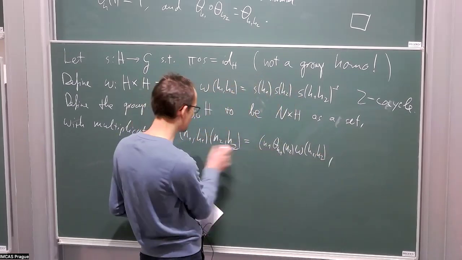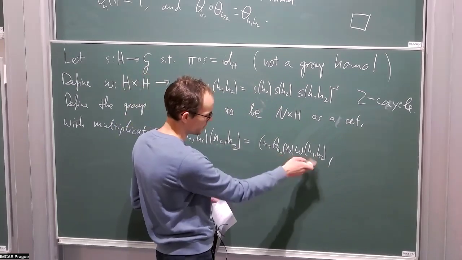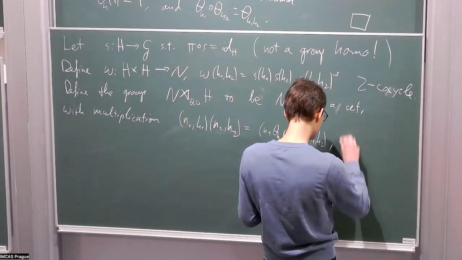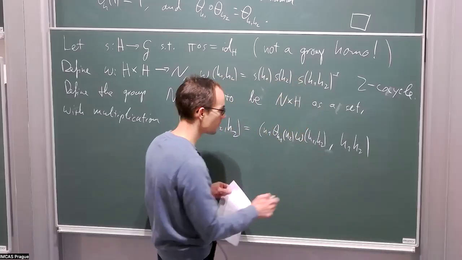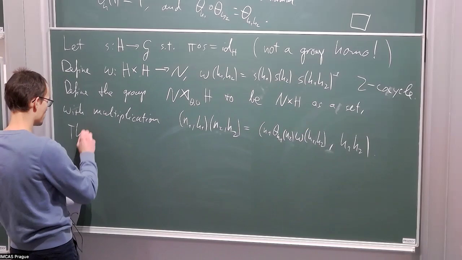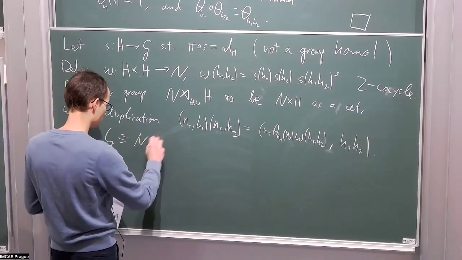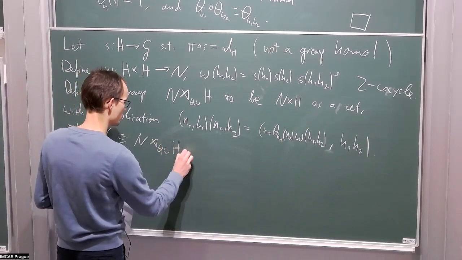So rather than just multiplying the first two components, you apply theta to the second one, and then you also have this cocycle floating around. And then in the second component, we have H1 times H2. So we define this group, and then it turns out that G is actually isomorphic to this group.